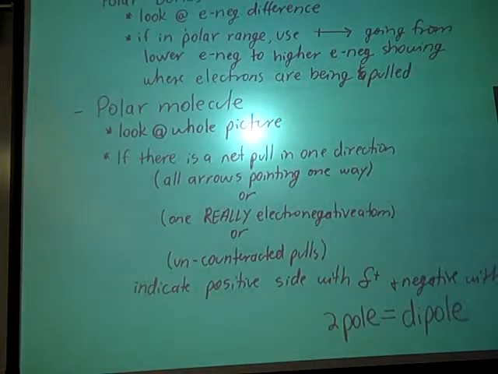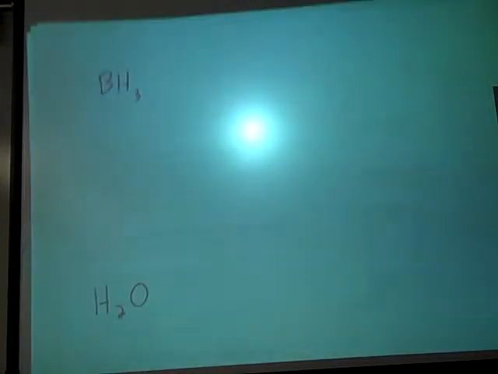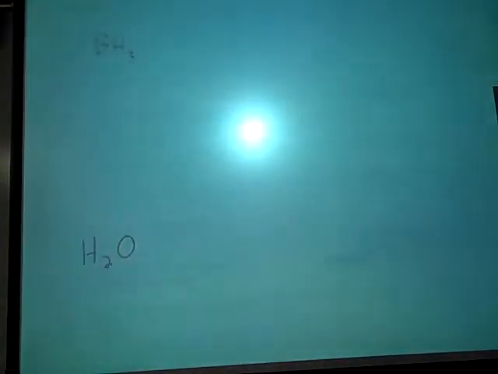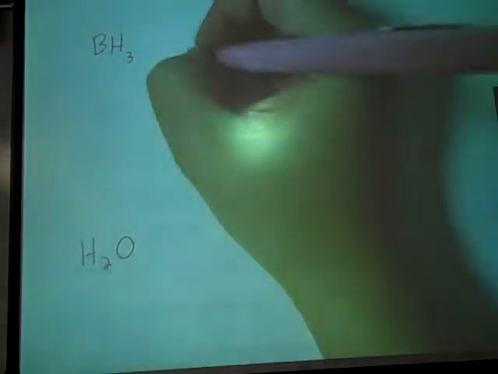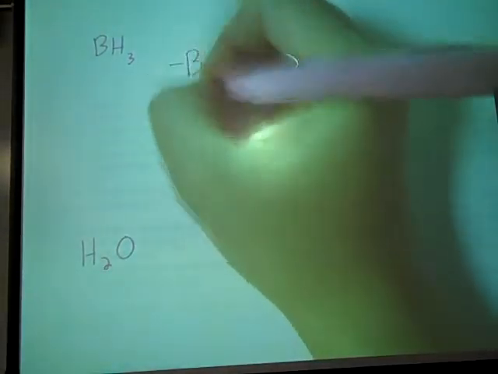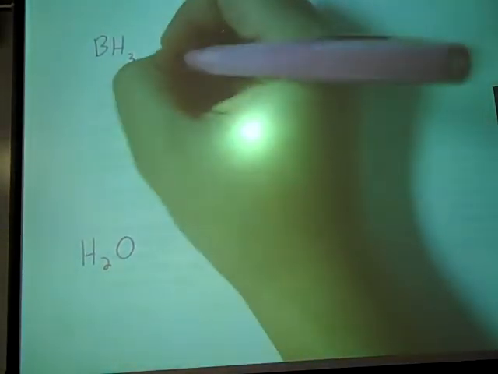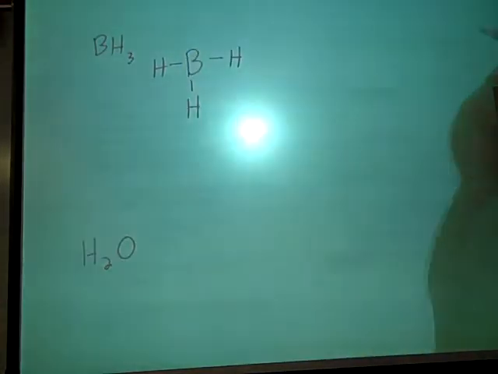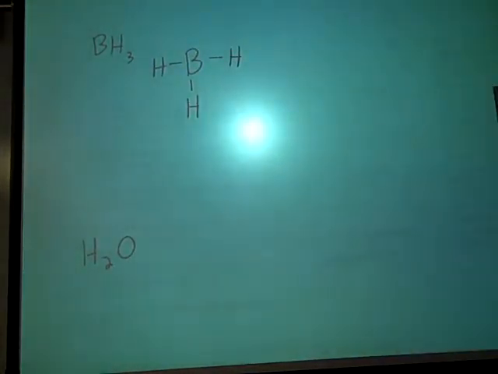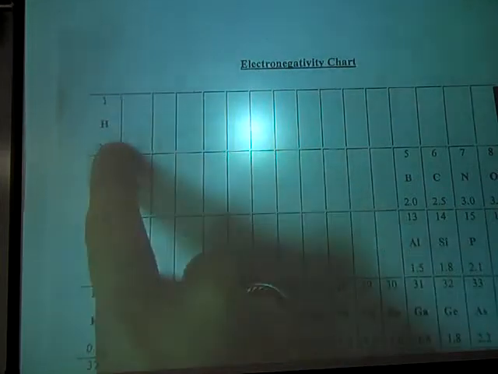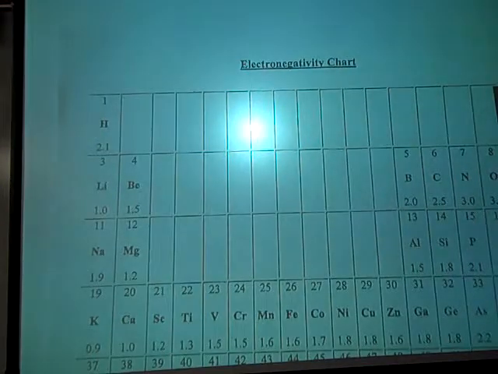So that's all well and good, but let's do a few examples, and hopefully that will clarify things a bit. The first example I would like to do is BH3. Quickly, the structure for BH3 is about like that. And if we think about those two atoms, boron and hydrogen, just in terms of their placement on the periodic table, neither of them are terribly electronegative.